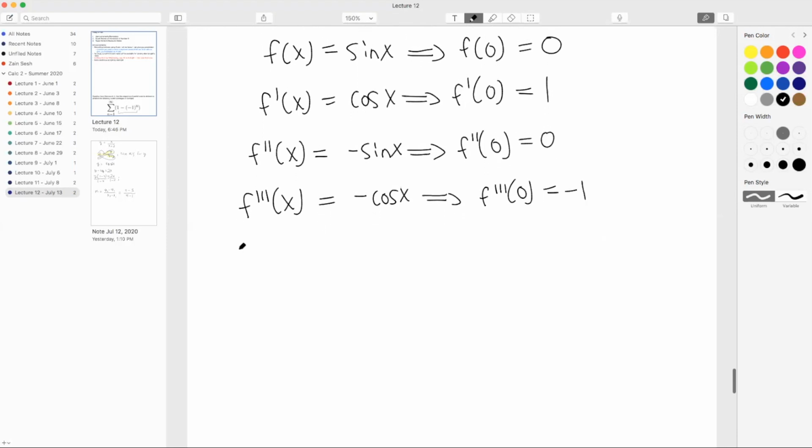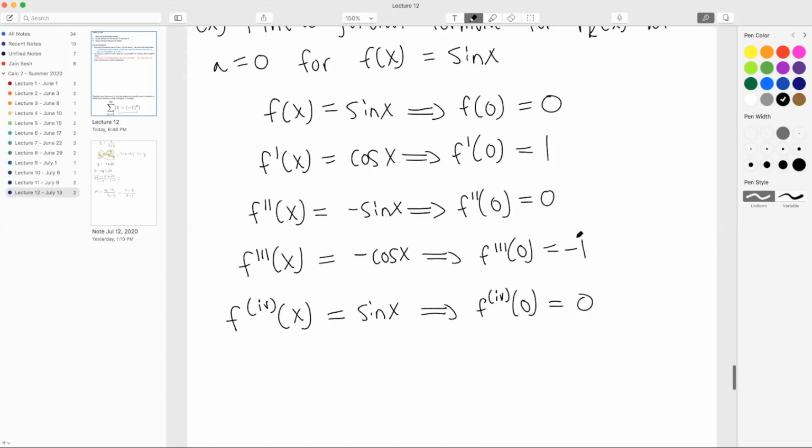Okay, next, the fourth derivative. After 3, you usually use Roman numerals for the derivative, so I'll do f iv of x. The fourth derivative, the derivative of negative cosine is sine. And plug in 0 into that. That is going to be sine of 0, which is 0.